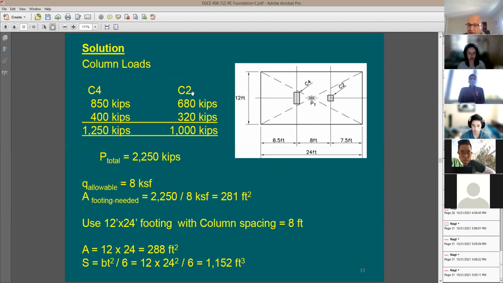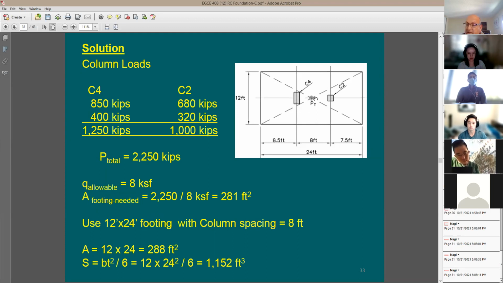Here's column C4 and column C2. Dead load, live load, dead load, live load, added together. On the left side, I have 1250. The right side, I have 1,000 kilos. Supported by one footing, the total force is going to be equal to 2250 kilos. Just add these two values to each other. Total force is going to be right here.